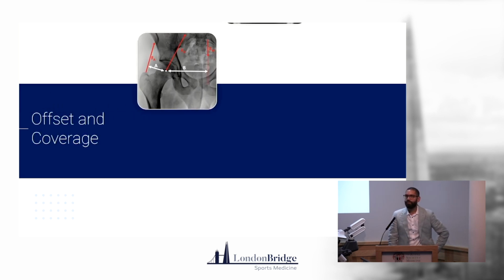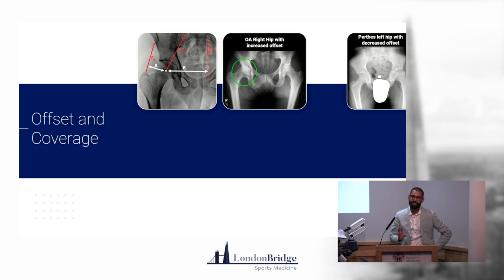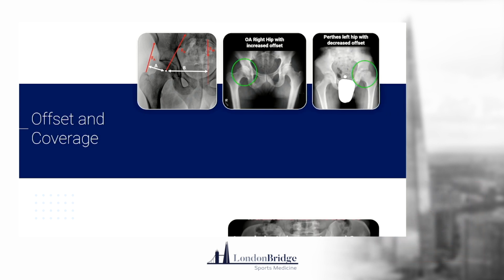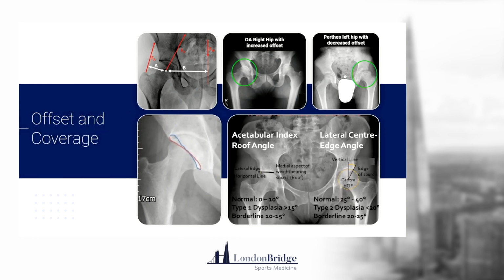Offset and coverage. So we talked about offset briefly, and why that's important is because it gives you an idea of force production across the hips through different anatomical muscle groups. So your main one being your abductor versus your joint reaction force versus your adductor force. And there's two examples of why hip offset can be disrupted.